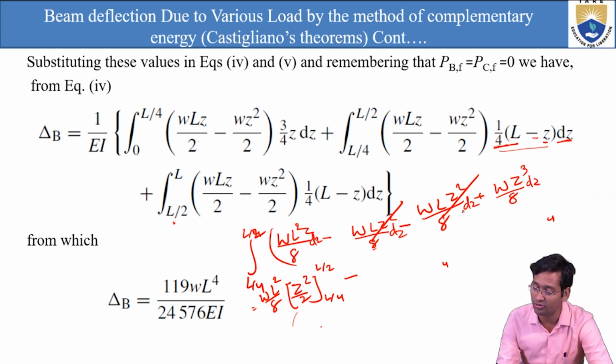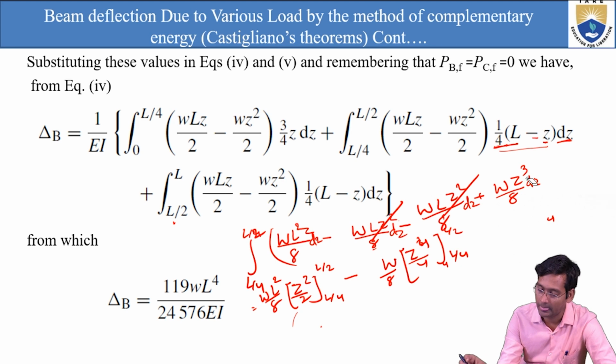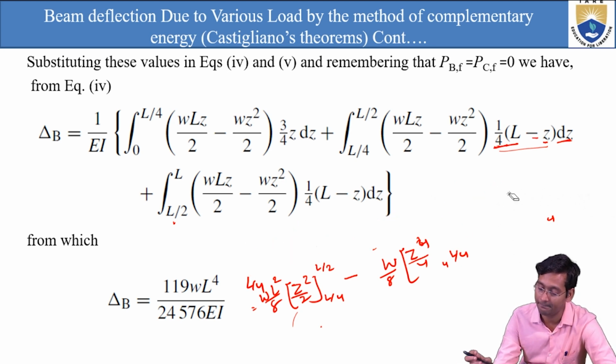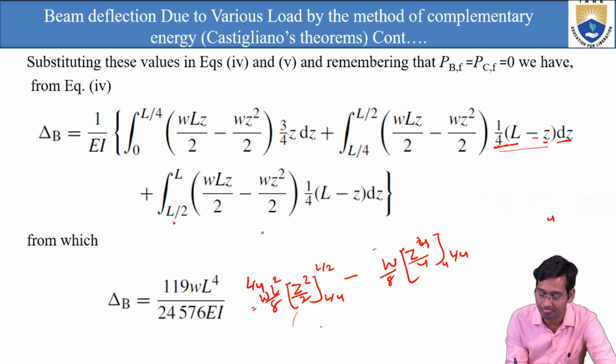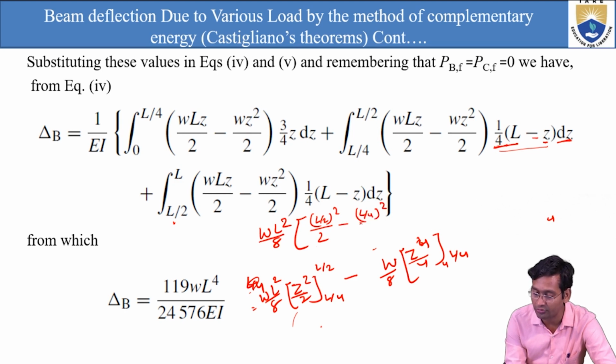So I will integrate. Now integration of this will be W, Z cube becomes Z power 4 by 4, and here W Z by 8. So this is L by 4 and L by 2. Now let's see here. So this is L by 4 to L by 2. Now once we put the LCM here, this L by 4 over. So now WL square by 8 into first upper limit, so L by 2 whole square by 2 minus L by 4 whole square by 2.